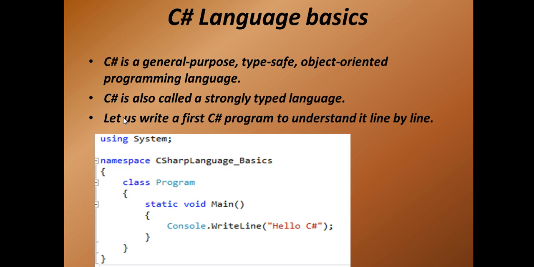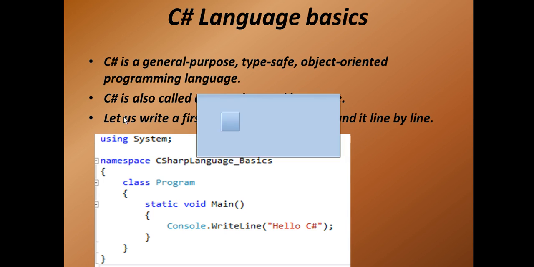Now, C# is also a strongly typed language. That means if you have a method which returns an integer data type, you cannot make use of that method as a string data type or some other data type. All these points will be very clear once we start looking into demos of this C# tutorial. So let us first write a simple C# program to understand it line by line.